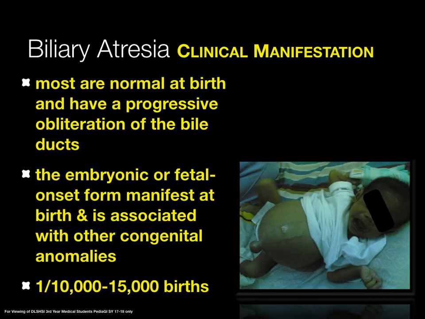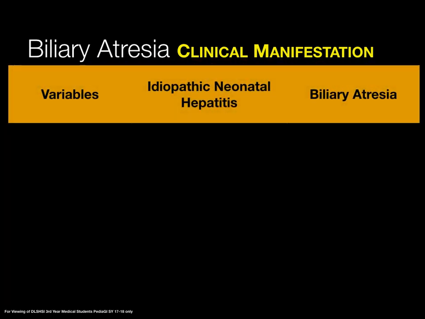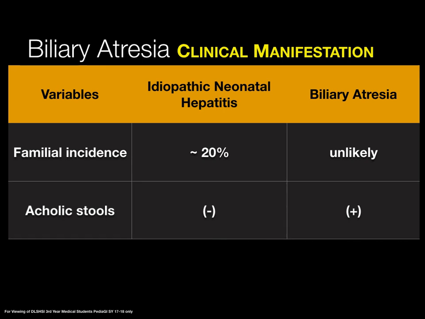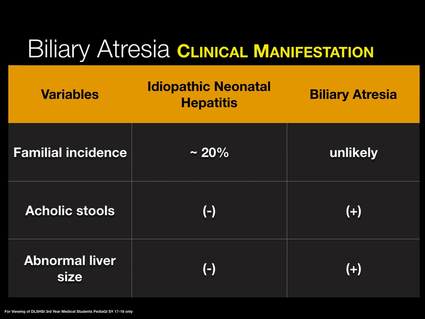Here is a photo of a child with biliary atresia. Note the distended abdomen with jaundice and engorged veins on the abdomen. To differentiate biliary atresia from idiopathic neonatal hepatitis, familial incidence is unlikely in biliary atresia, but there are acholic stools for biliary atresia and the liver is enlarged for biliary atresia.